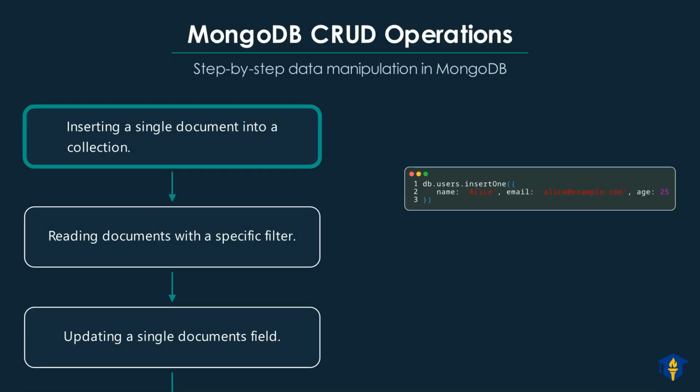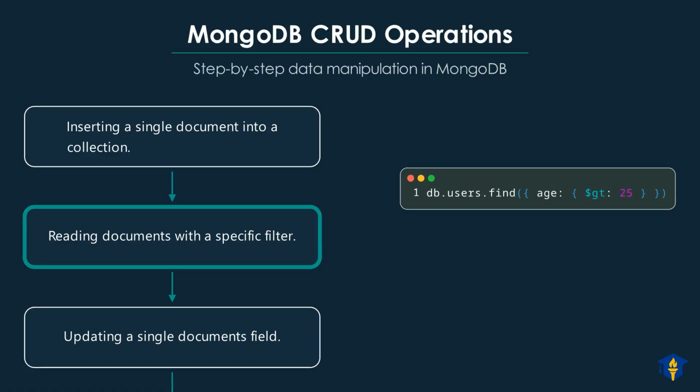Here, we are inserting a single document into a collection called users. This command inserts a single document into the users collection with specified fields. Next, we are reading documents by applying a specific filter to retrieve relevant data. This command retrieves all documents from the users collection, where the age is greater than 25.